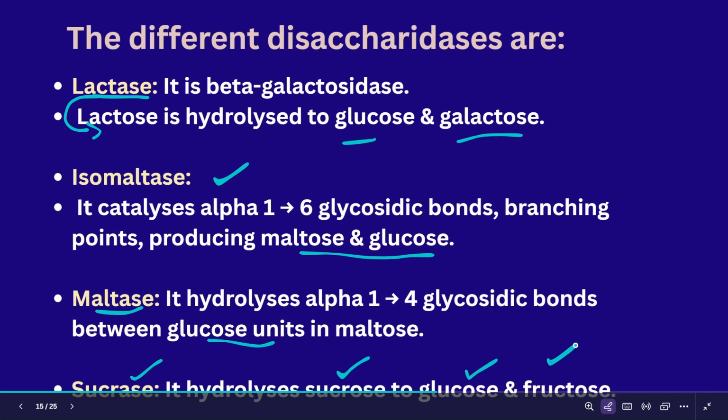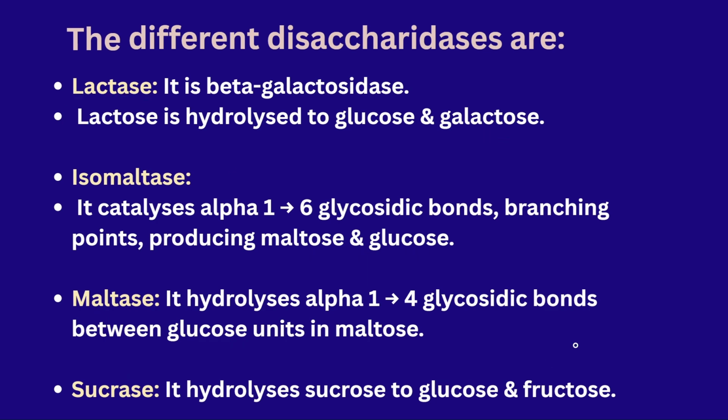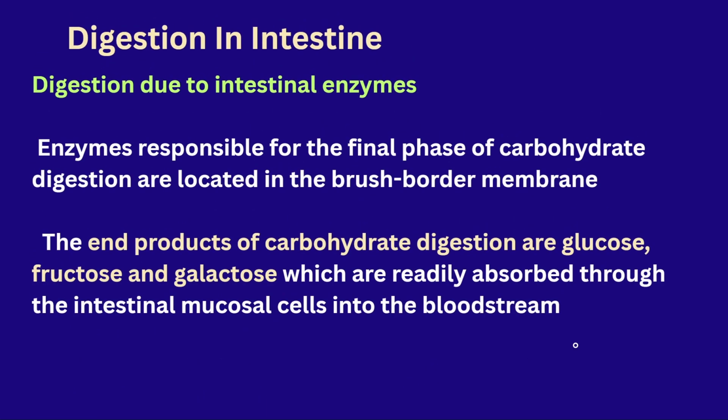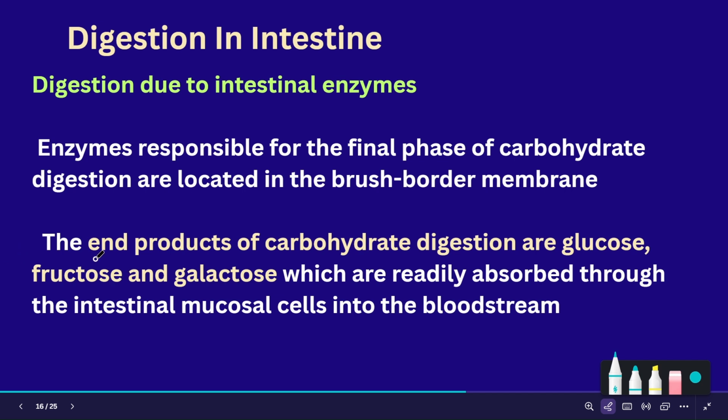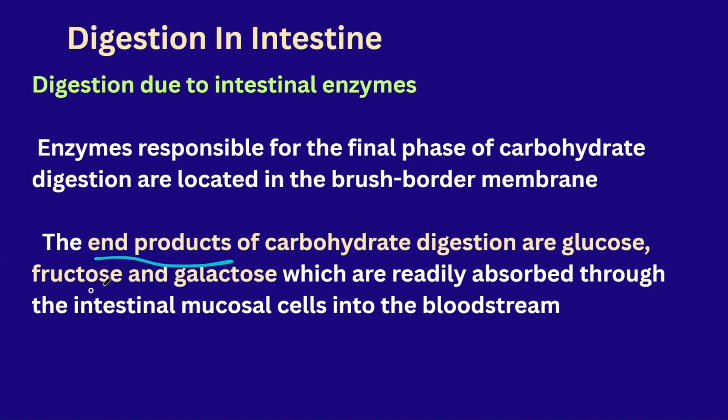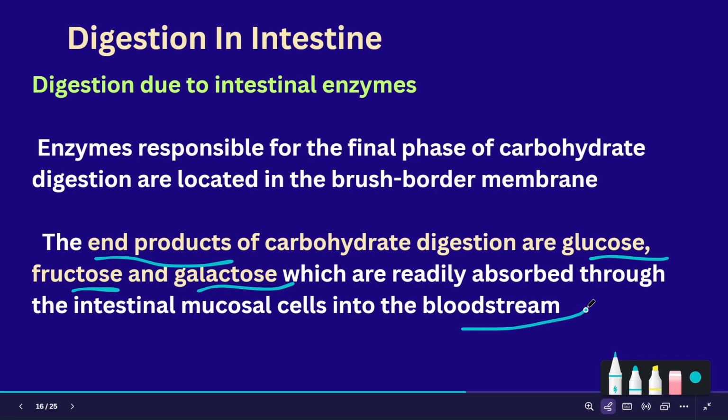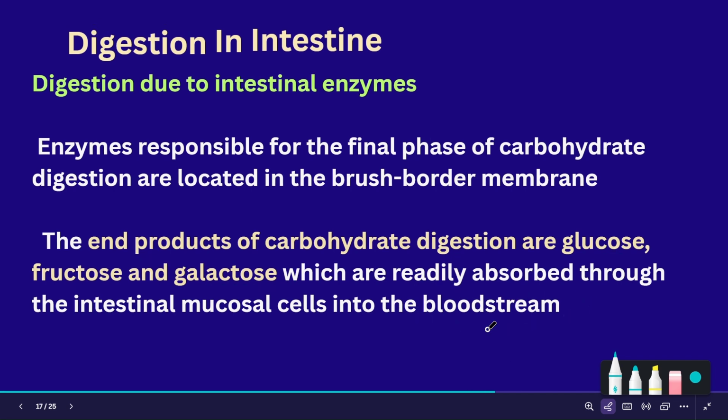Again, these disaccharides and monosaccharides are very important. We have to understand which disaccharide is giving which monosaccharide. It is very important, as it can be asked in any entrance exam. Here we have the final end products. The final end products are the monosaccharides called glucose, fructose and galactose. So these are mainly absorbed into our bloodstream.